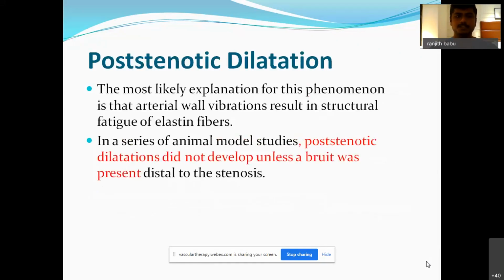Next thing is the post-stenotic dilatations. The post-stenotic dilatations most likely occur because arterial wall vibrations result in structural fatigue of the elastin fibers. In a series of animal studies, post-stenotic dilatations didn't occur unless a bruit was present distal to the stenosis.